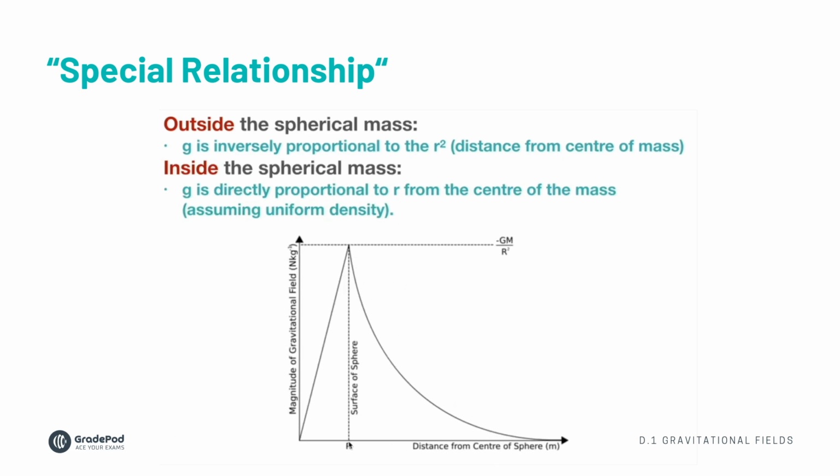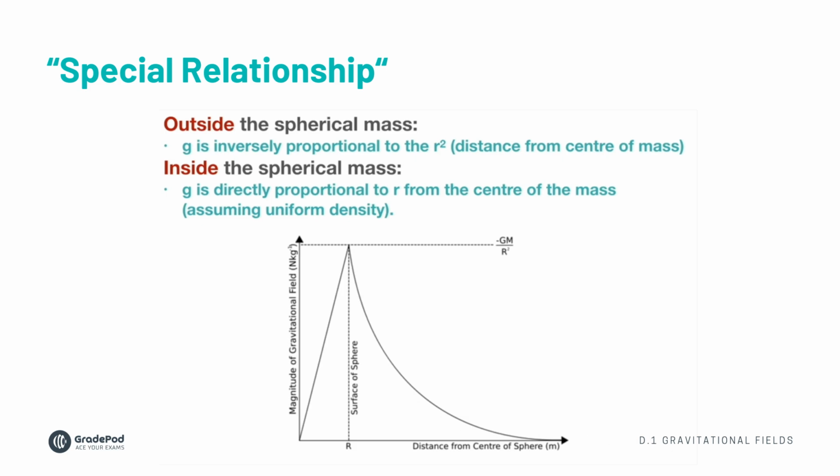However, it's a different case when you look inside the planet. So inside the planet, the relationship doesn't hold. Inside the planet, g, the gravitational field strength, is directly proportional to r from the centre of the mass or the centre of the planet. So inside, you can see that the gravitational field strength increases in a proportional relationship until the surface of the planet, at which point it then follows 1 over r squared.